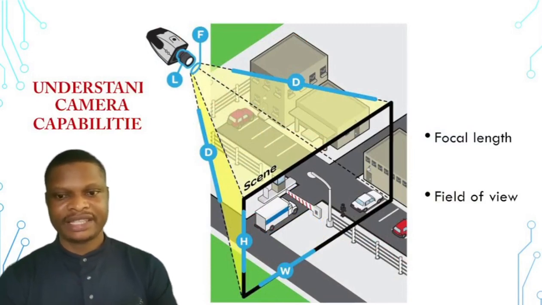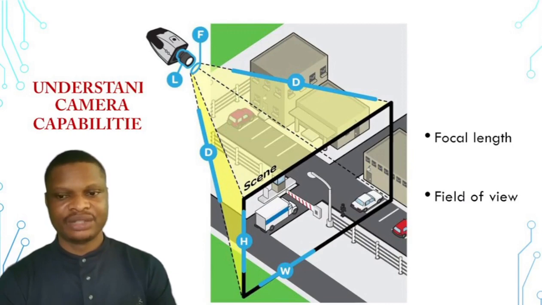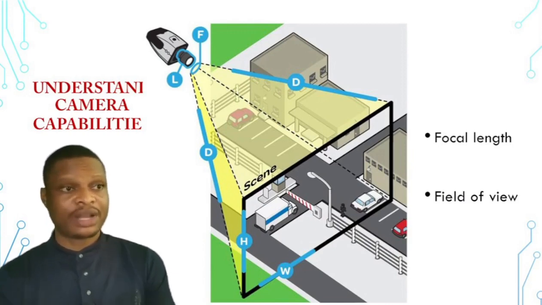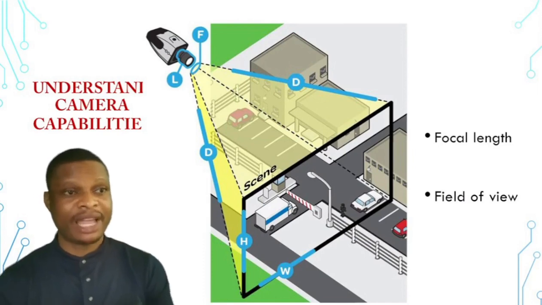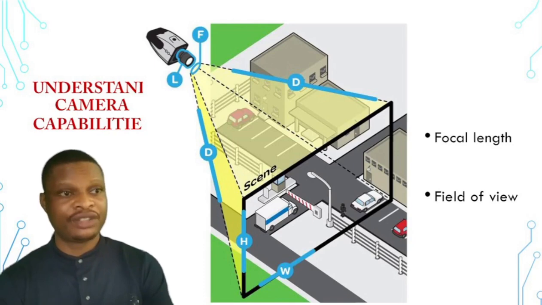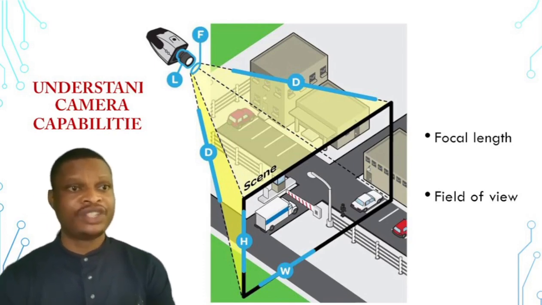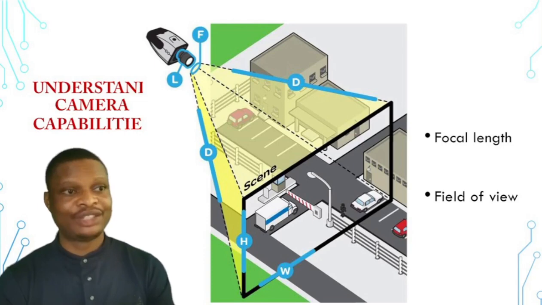The next is understanding camera capabilities. You need to understand your camera capabilities before you dive into the shopping. Before you start buying any camera, it's important to understand the basics of camera capabilities. You need to check the features. That way you will know what you're looking for instead of aimlessly wandering through countless web pages and brochures hoping something pops out at you.